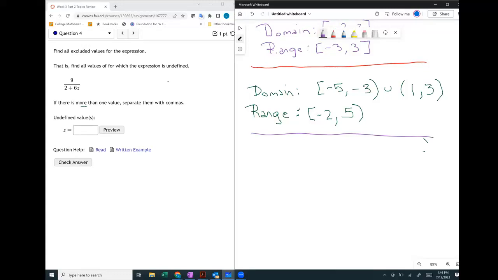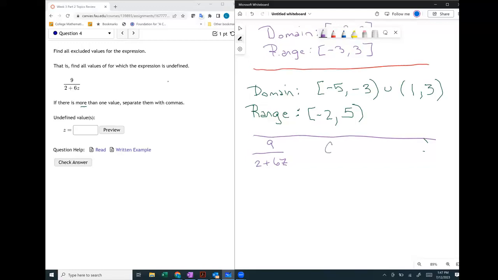So we're still talking about domain and range. What are we trying to find here? It says find all excluded values for this expression 9/(2 + 6z). If there's more than one value, separate them with commas. Okay. Well, why do I have to exclude any values? Does anybody know? Nope. Okay. Well, the one thing I do know is I'm not allowed to divide by 0. Is that true?